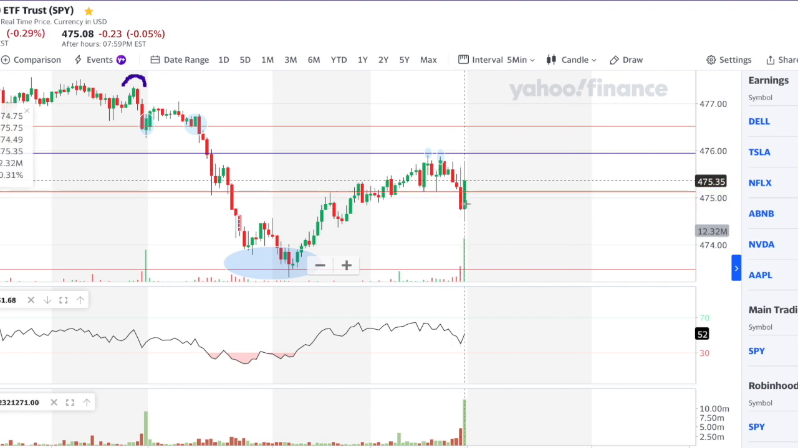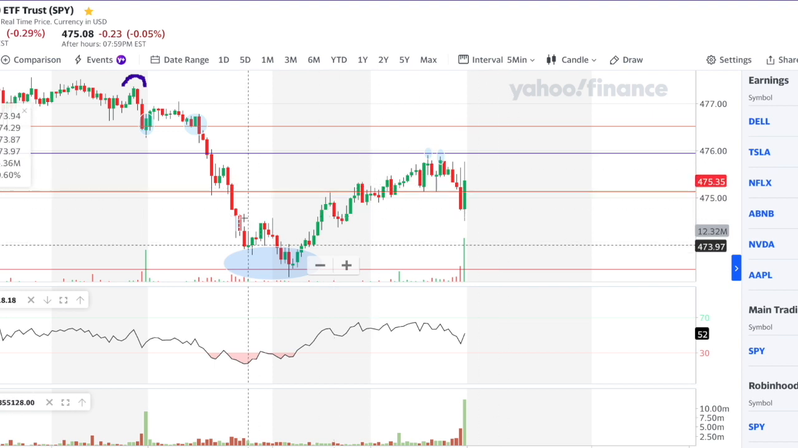It closed on the day at 475.35. So as you can see, there was a lot of movement, a lot of price action, a lot of money to be made. Like I said, there's a lot of money to be made today.